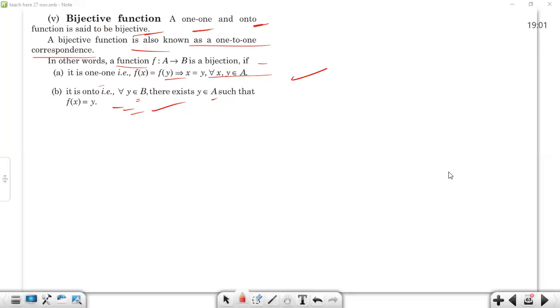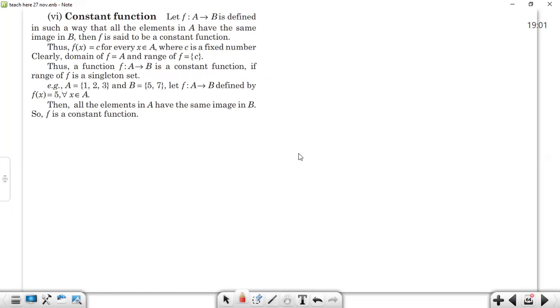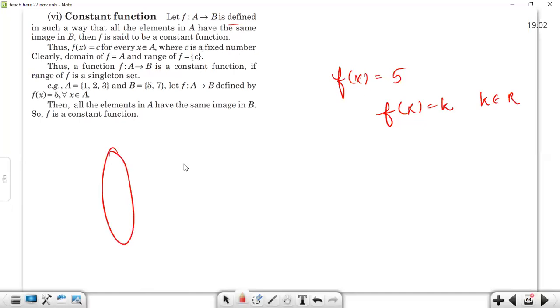No, sir. Yeah, so it's about the constant function. It's so simple. It's like f of x equals 5, or f of x equals k, where k is a real number, some fixed number. Let a function be defined from A to B in such a way that all the elements in A have the same image in B. Then f is said to be a constant function.